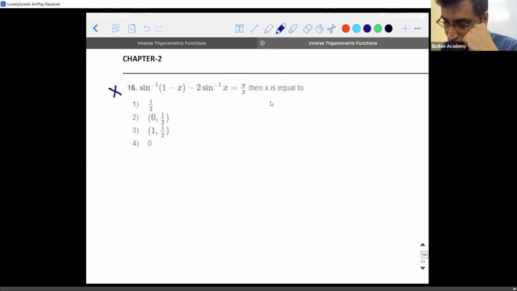This is a good problem actually. Mark it as important. It is slightly tricky also. Sine inverse of 1 minus x minus 2 sine inverse x is equal to pi by 2. If that is the scenario, then find the value of x. Okay, I'll give you 10 seconds. Think and tell me what we are supposed to substitute.